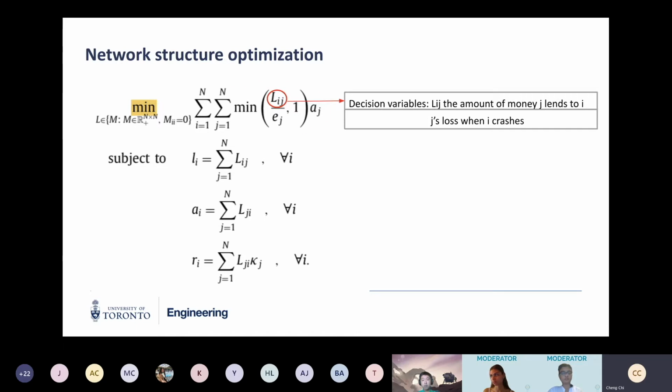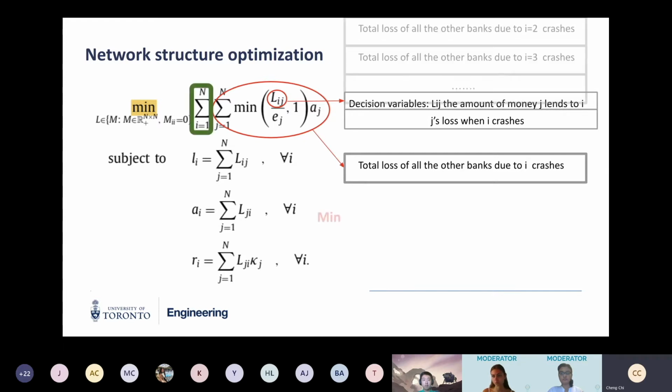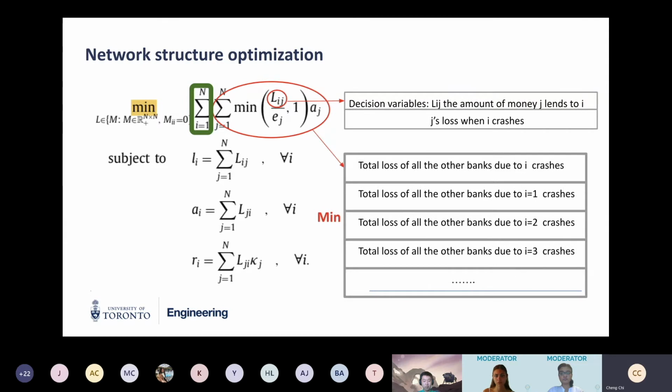And with this being said, this whole inner sum here is actually the total loss of all other banks due to the I crashes. So the whole thing that we are minimizing here is the total loss of all other banks due to the crashes of all other banks, that is, the failures in every recursion layer of our cascade simulation. So this objective function is quite nice in mitigating cascade.